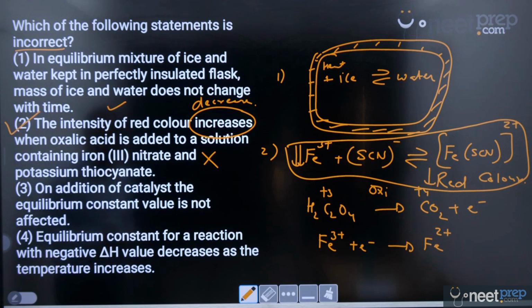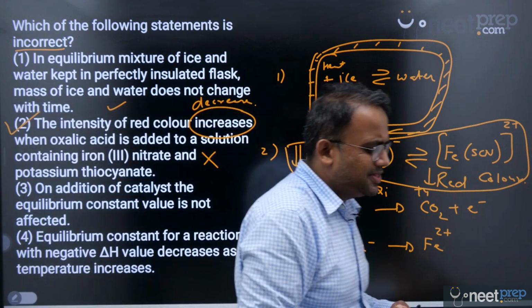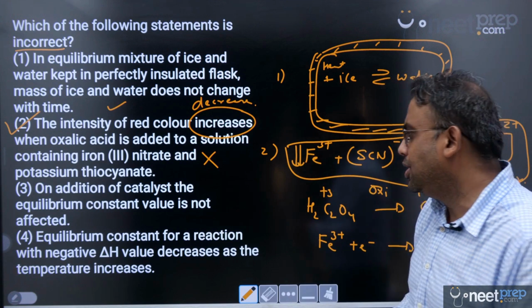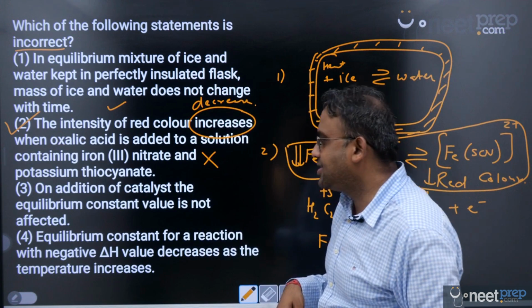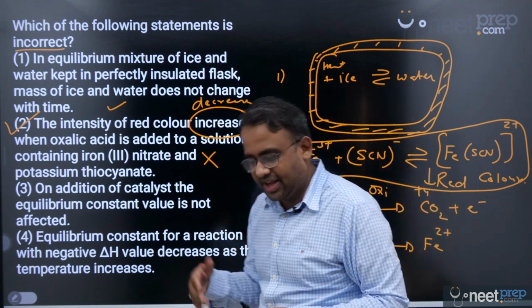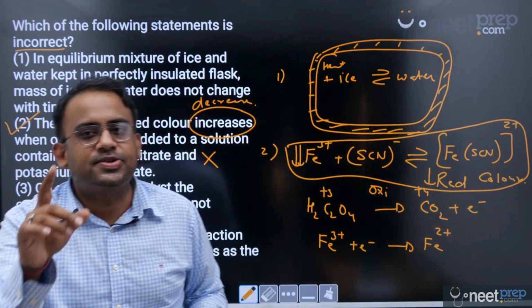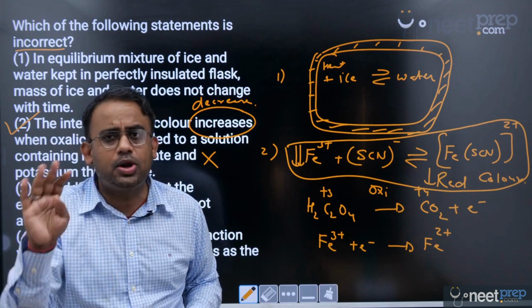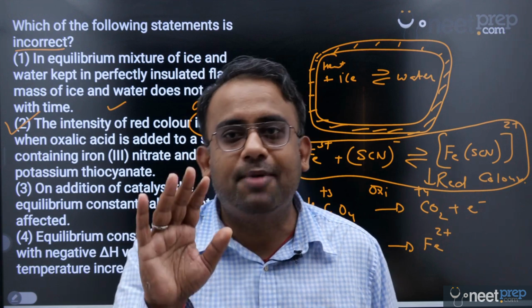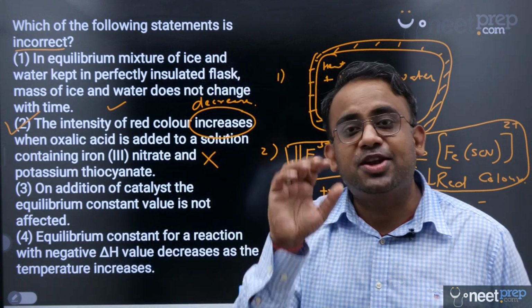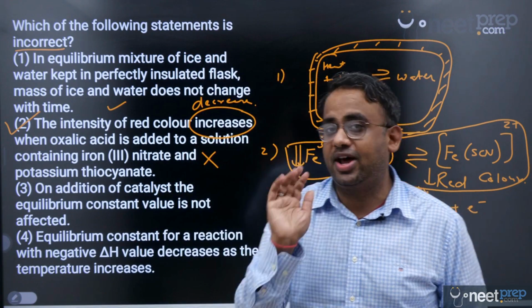Let me discuss the third and fourth options for you as well. We might get some new concepts here, or I may be able to give you a revision. On addition of a catalyst, the equilibrium constant value is not affected. Yes, I'm not going to discuss this thoroughly, but the value of the equilibrium constant only and only depends upon temperature and the stoichiometric coefficients of a reaction.